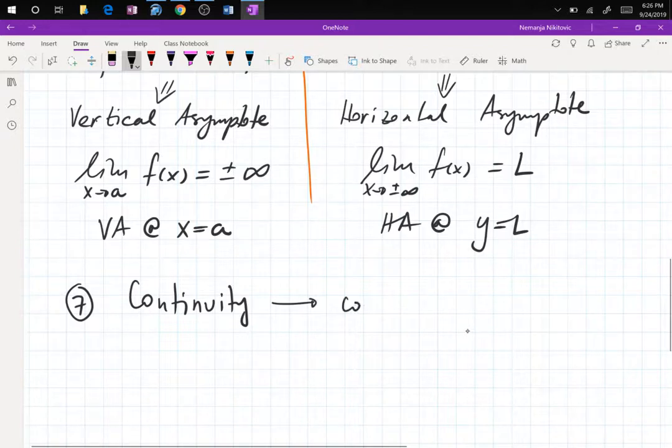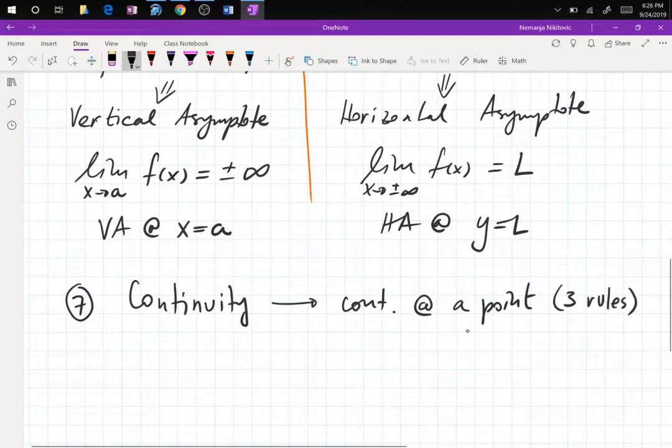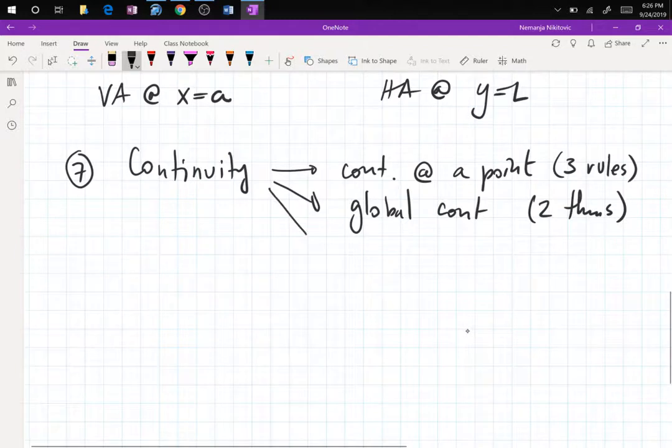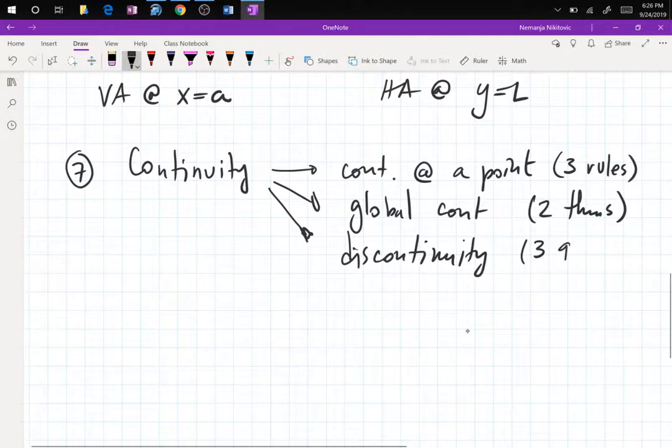Which goes into continuity at a point. That's the 3 rules you have to memorize. Global continuity, that's those 2 theorems. And finally, discontinuity. There is a piecewise continuity. Those 3 graphs we had where one thing fails and you figure out which one it is. So that's the continuity part.